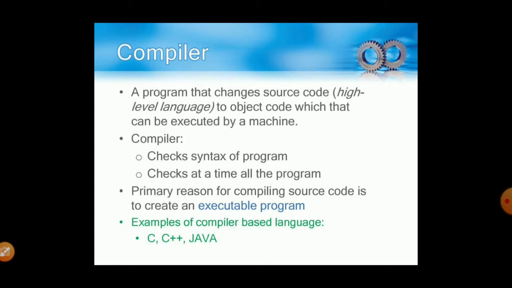What does it do? It checks the syntax of the program. Syntax means the structure of the program, how the program is written, whether it is written in the correct pattern or not. It also checks the program every time. If you have made any changes to your program, then you need to recompile it. A primary reason for compiling source code is to create an executable program. When you want your program to be executed, when you want to run your program, before running it, it needs to be compiled.